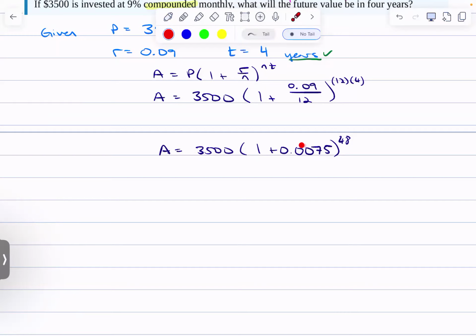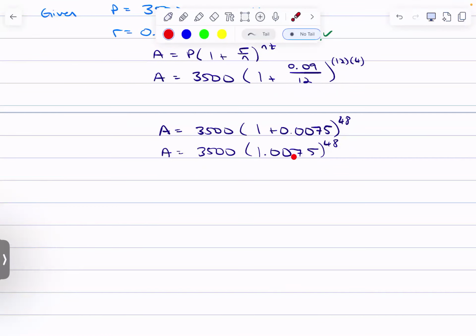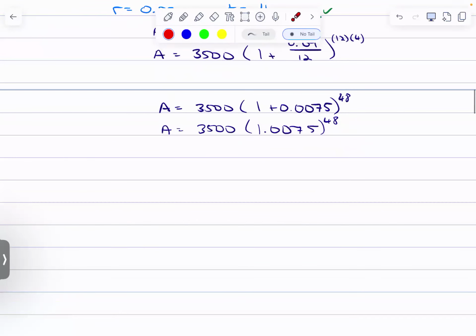So our next step, inside the brackets. BEDMAS, brackets, then exponents, right? And so we need to simplify inside our brackets. And so we get A is 3,500 times 1.0075 to the power of 48. So now I add 1. I've done my brackets. Now it's time for exponents. So now I take this 1.0075 to the power of 48.